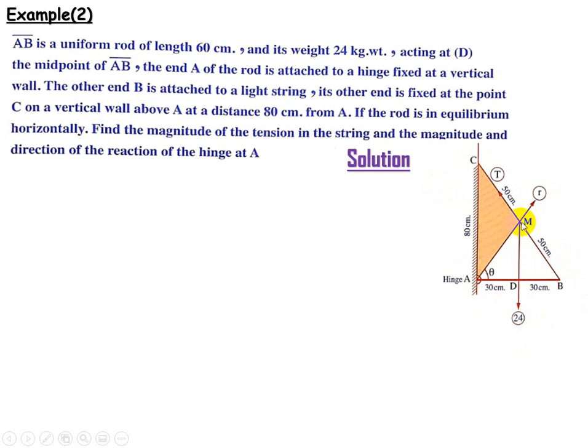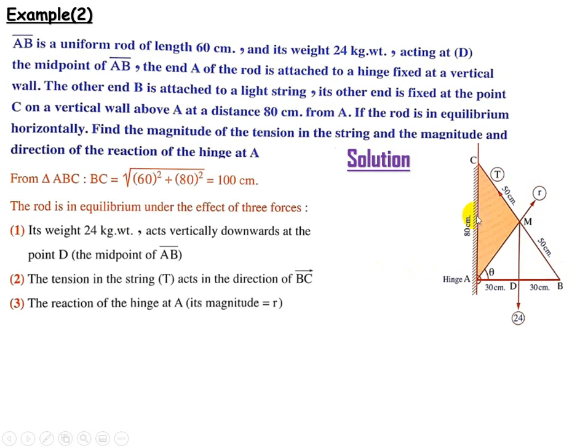We note that the triangle MCA has its sides parallel to the lines of action of the forces, taken in the same cyclic order, so this triangle is the triangle of forces. We have length AC equal to 80 and AB equals 60. By using the Pythagorean theorem, you will find that BC equals root of 60 squared plus 80 squared, which is 100.